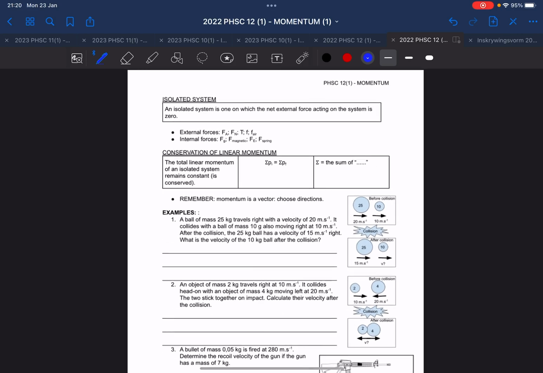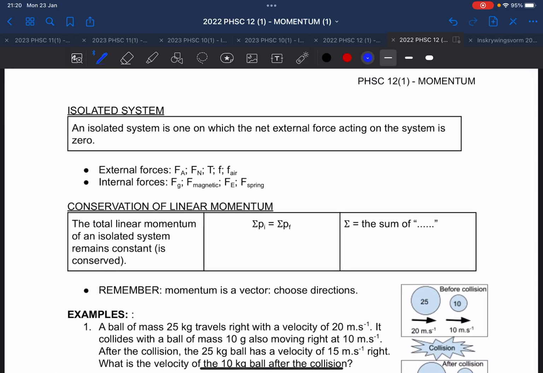All right, then we're going to get to the second last concept here. What is an isolated system? Definition there, an isolated system is one in which the net external force acting on the system is zero. So it means there are no external forces, or the net external forces cancel out. Almost in brackets you can tell yourself that there's no friction or air resistance or applied force or anything like that. Another word for isolated system is a closed system, but they do not like it if you use the word closed system, or they don't want you to use it.